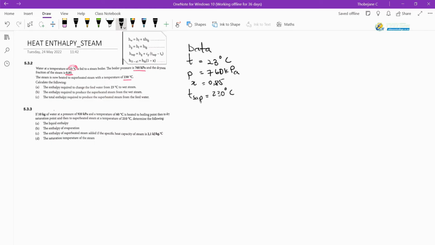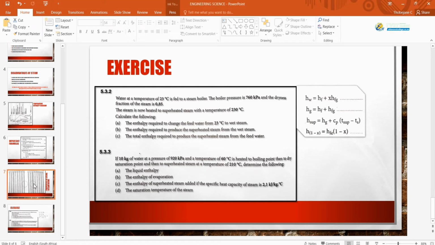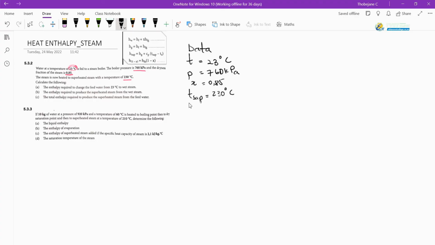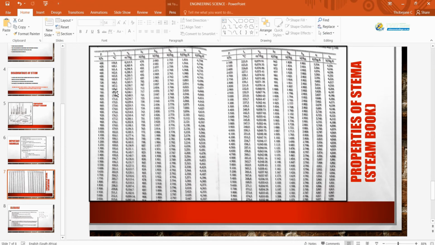Now let us quickly look at this. When we are having 760, what is our saturation temperature? Saturation temperature is 168. Let's write that. Ts is 168 degrees Celsius. Let's look at that carefully, 168.3. Hf at that line is 712.